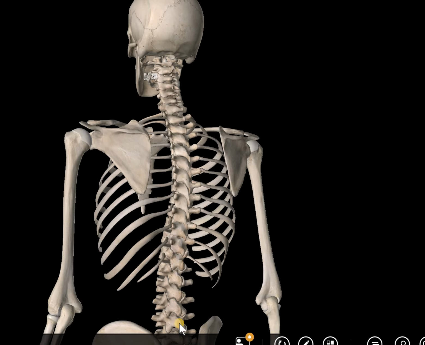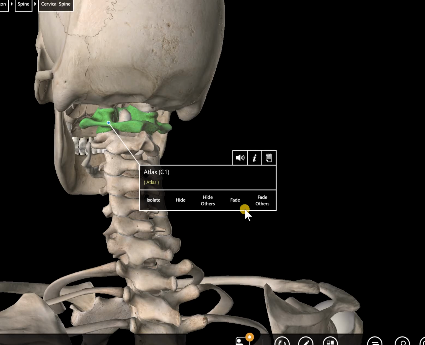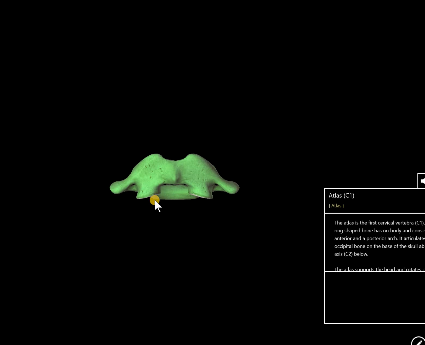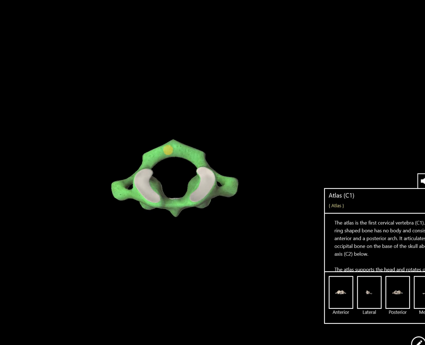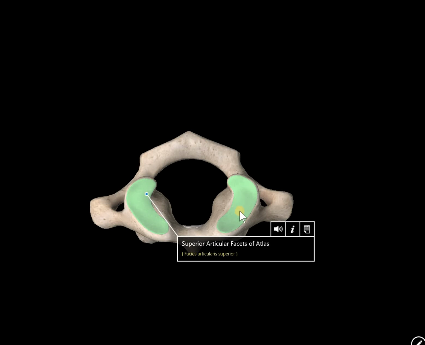Okay, Atlas or C1 is this one right here. So that is Atlas. Let's isolate it. And you're seeing the anterior tubercle. Okay, there's the anterior tubercle. It's a small bump. And then there's the posterior tubercle right there. Now these guys would articulate with the occiput. So the superior articulating facet of Atlas would articulate with the occipital condyles, and that's what allows you to have that yes motion.